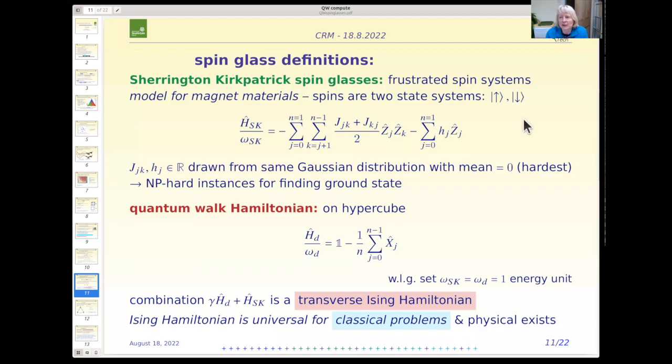So here's some definitions first. Sherrington-Kirkpatrick spin glasses, as I said, are frustrated spin systems, and they're a model for magnetic materials. Spins are, and I should in principle start out by doing classical spins, because this is in fact a classical model. They're two-state systems, spin up or spin down, depending on whether neighboring spins are aligned, both up or both down, or anti-aligned, they have a different energy.